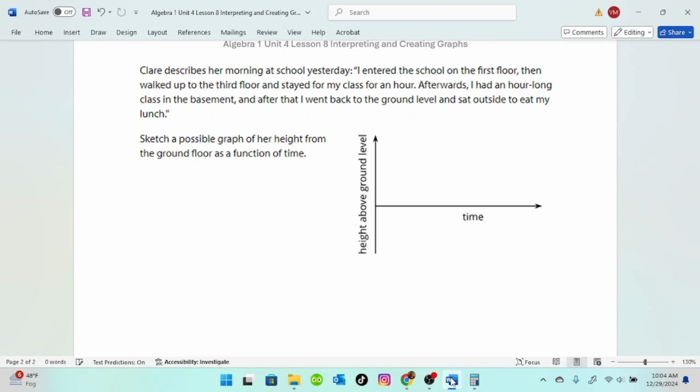So notice that the x-axis is going to represent time, and the height above ground level is going to be the y-axis. This means ground level is going to be on the x-axis. So, first, I entered the school on the first floor, then walked up to the third floor. So we start at the origin and we show her walk up to the third floor.